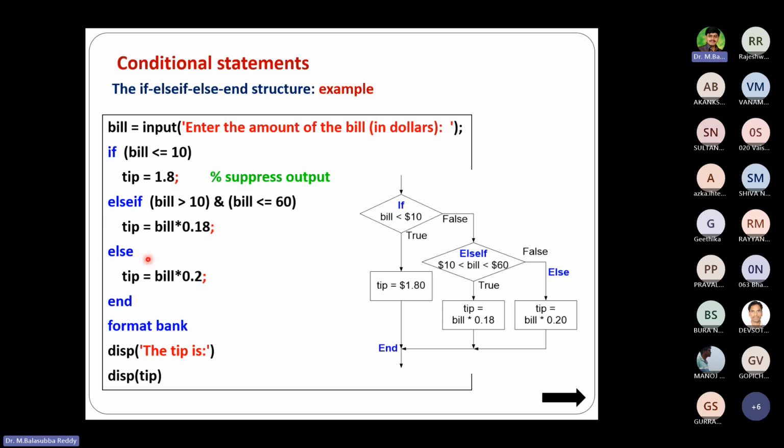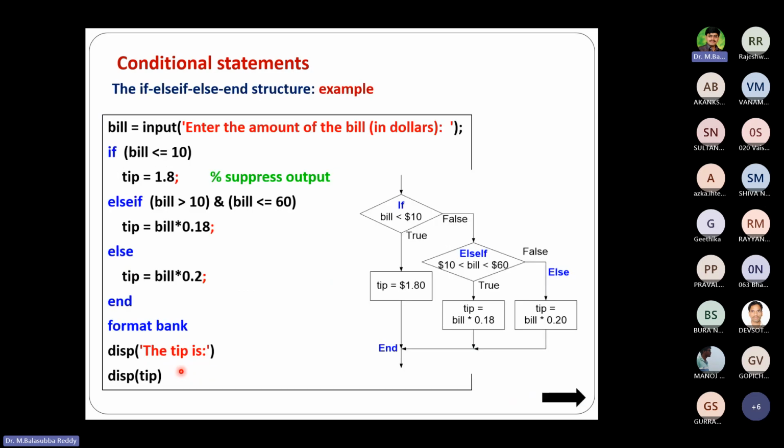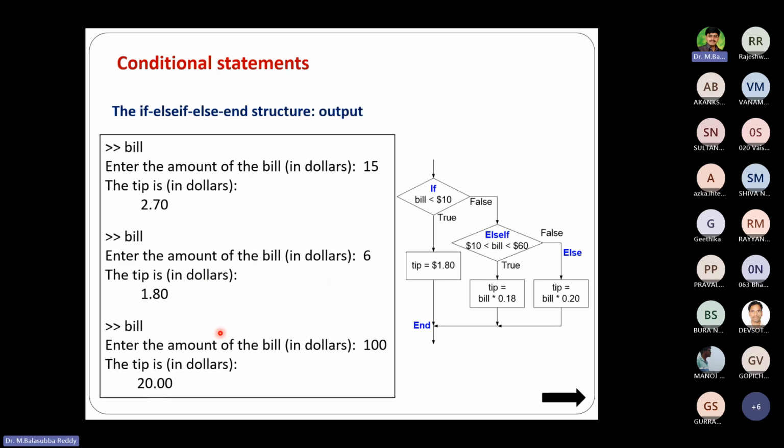Else, then is another check required here? No, the reason is that if these two fail, because our condition is only two conditions, automatically it is more than this, and then the tip is fixed for that. So that is the reason I use this, then end, then you can go for display of this. So this is the simple way to write the command.